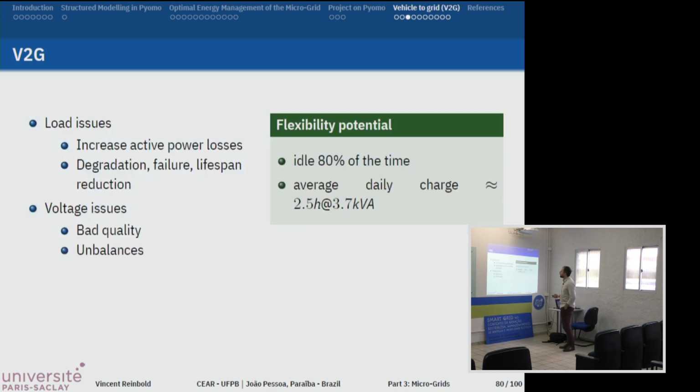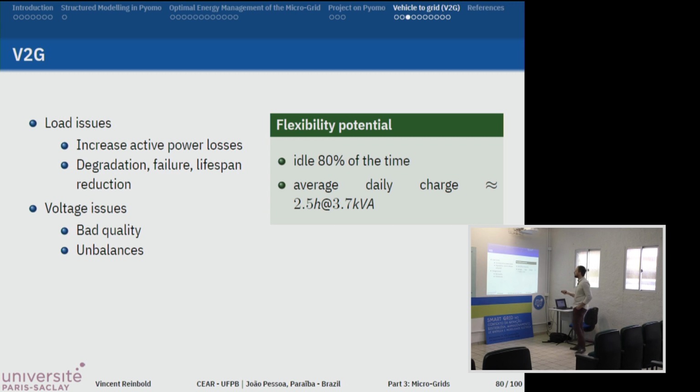So actually the electrical vehicles will induce some issues that can be defined in two categories. First, load issue, which will increase the active power losses. Okay, so we increase the power demand, so we increase the losses. That can cause degradation, failure, and reduction of the lifespan of the units.